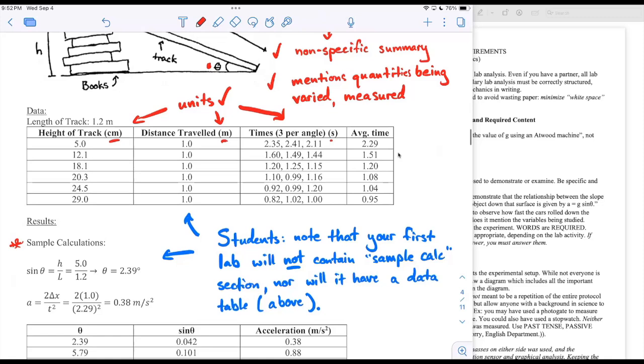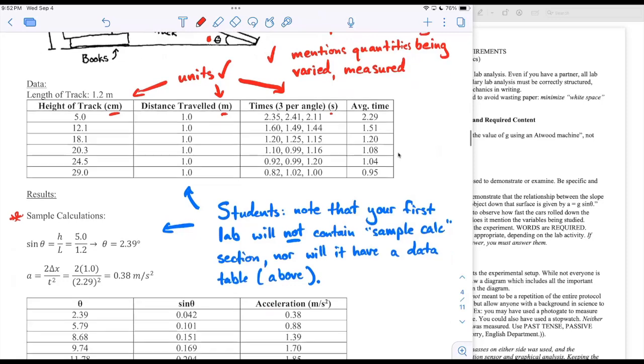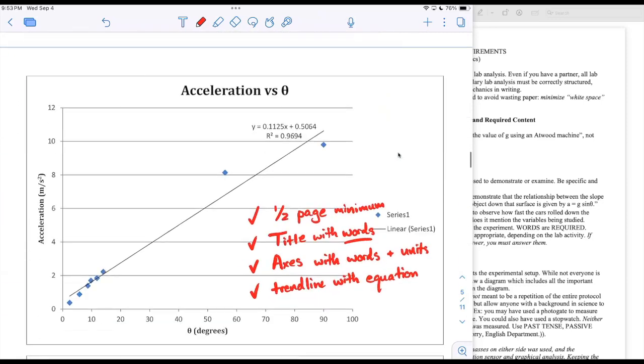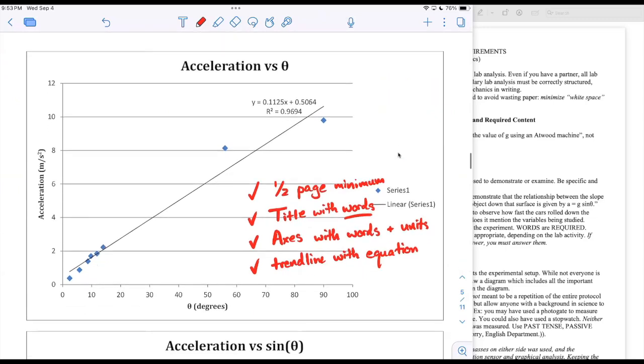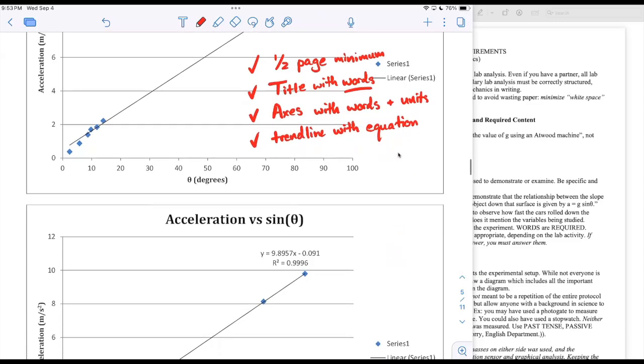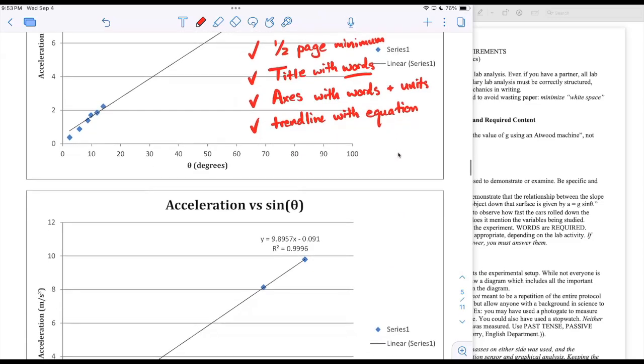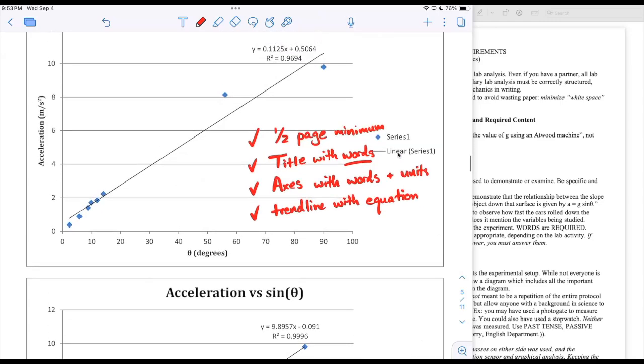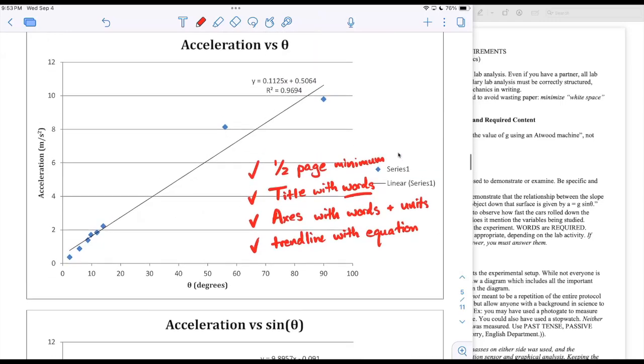Also, there won't be a data table for this first lab. Instead of a data table, it's just your graphs for the lab. That is your data. That is not typical for your labs. All right, and then let's keep on going down. His graphs are the half-page minimum, contain a title with words, have axes that have words and units, and there's a trend line for any linear graph.